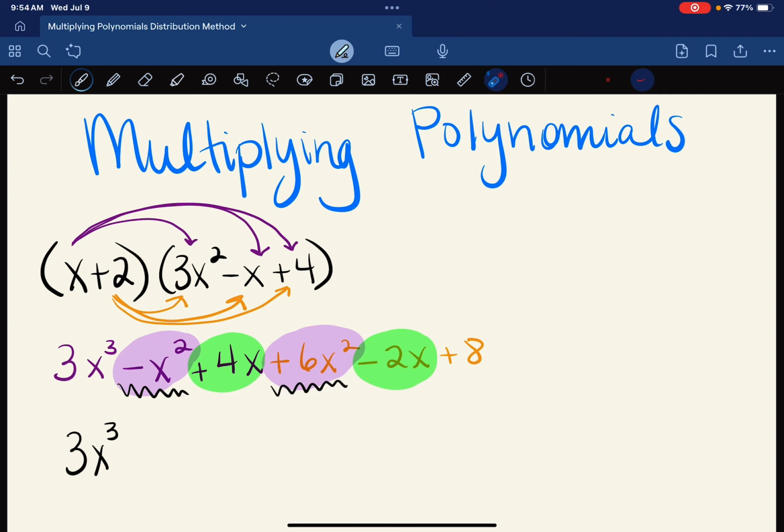It's important to remember that there is an understood 1 right here. So if I have a negative 1x squared plus 6x squared, that gives me a plus 5x squared. And then I have our plus 4x and our minus 2x. Combine those together and we get a plus 2x. And then we finish off with our plus 8.